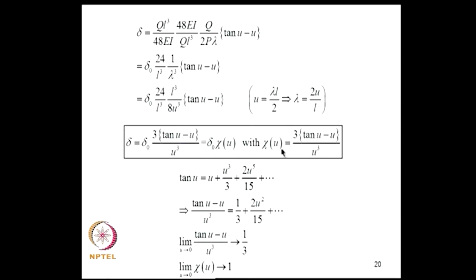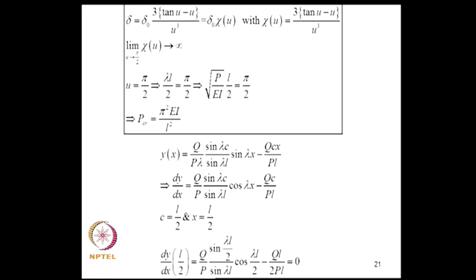This is known as a stability function. Now, how does it behave? Suppose we take a look at what happens to this function as u goes to 0. U going to 0 means p going to 0. As p goes to 0, delta should go to delta naught. So, chi of u should go to 1 as u goes to 0. That we can verify by expanding tan u in the Taylor's expansion and rearranging the terms, we can show that chi of u goes to 1 as u goes to 0. So, which is as it should be.